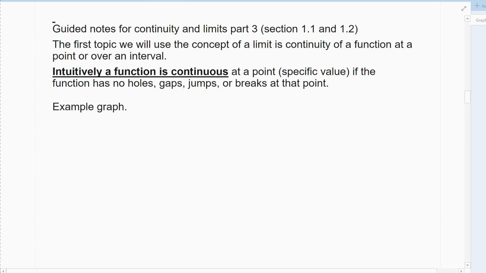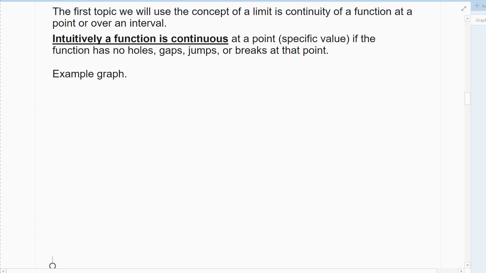It's actually one of the first concepts whose technical definition involves a limit. So the concept of continuity and limits, and really just understanding what continuity is and being able to determine when a function is continuous or not continuous. A function is continuous if it has no holes, gaps, jumps, or breaks in it.